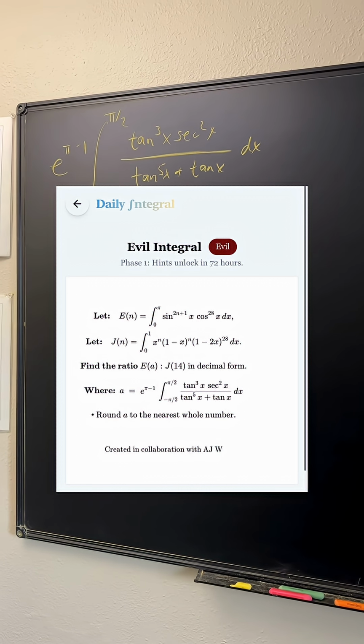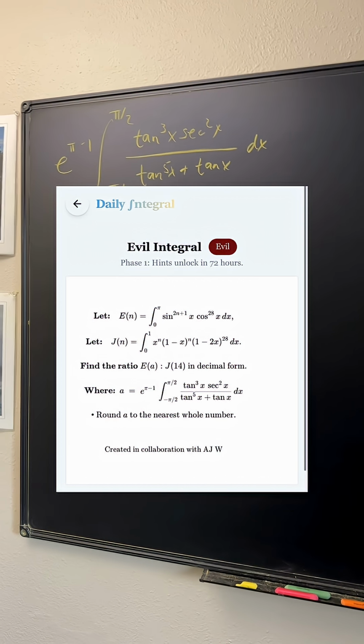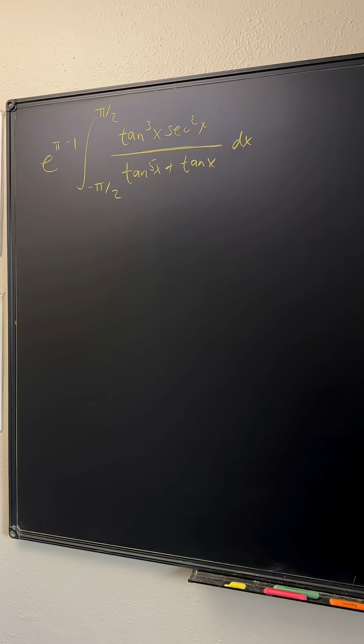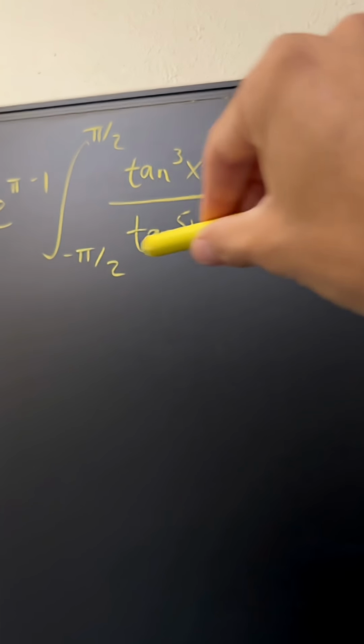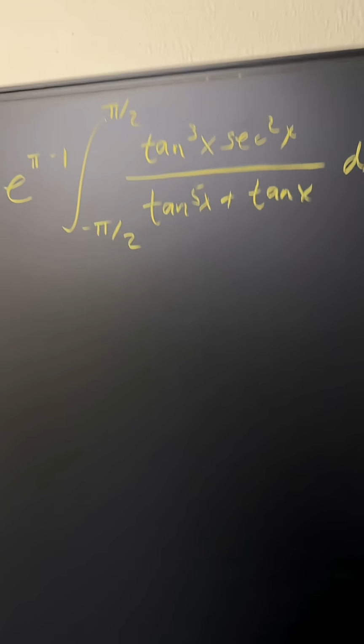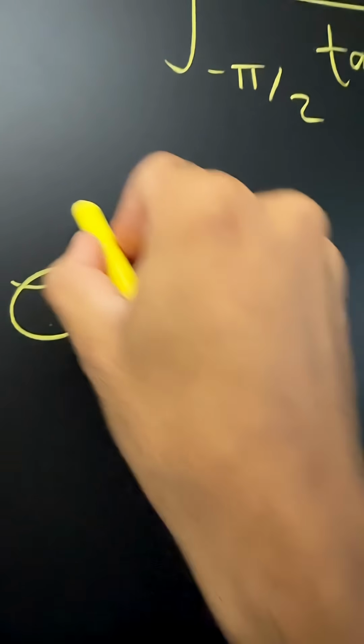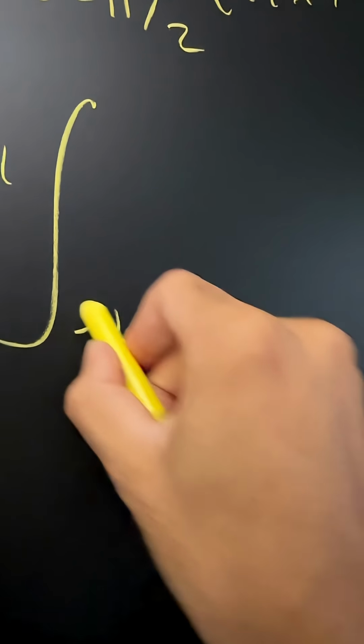I highly suggest you go try and solve this because it was a wild one. So let's go ahead and get started. Well, I see a tangent on the top and I see a bunch of tangents here. So let's go ahead and factor out a tangent. That's going to give me e to the pi minus 1. We have this integral right here.